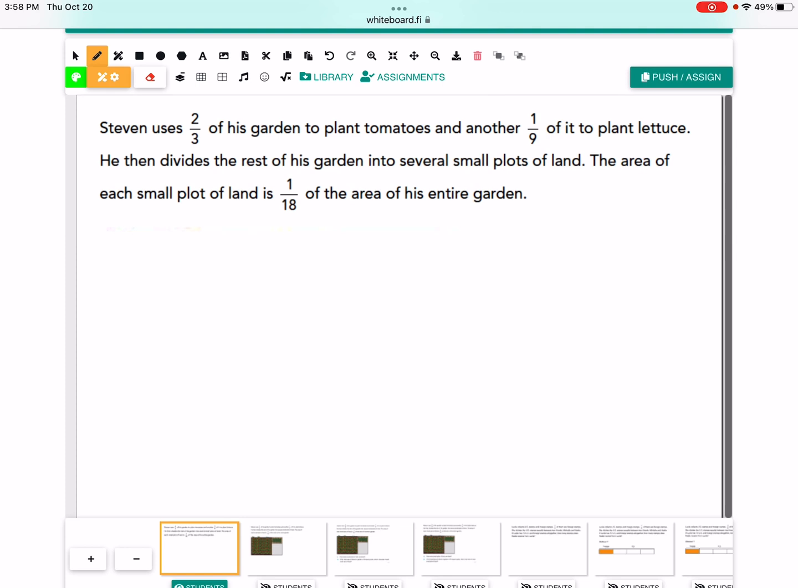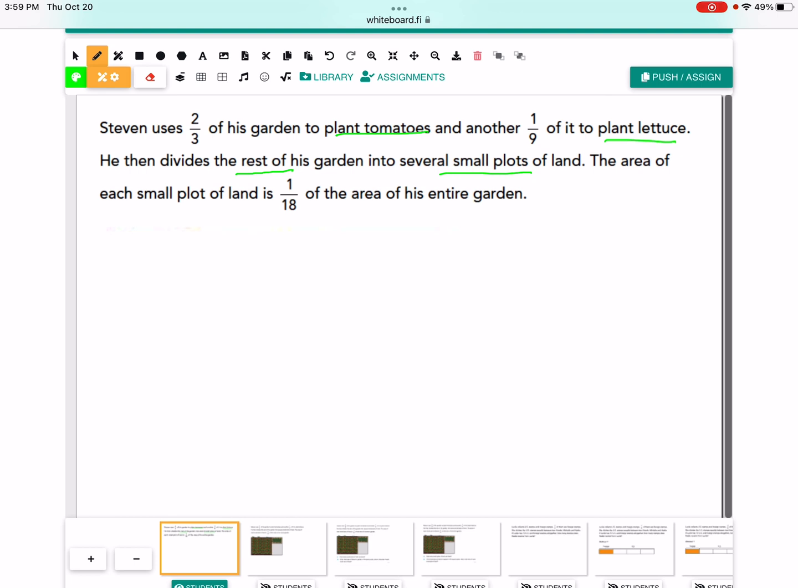So when you start on any problem that you are asked to solve, the very first thing you need to do is try and understand what it is that you're looking at, right? So that means you need to ask yourself what you know. And so what do you know? Well, you know Stephen is planting tomatoes and he's planting lettuce in his garden. And he has some left over that are small plots of apparently unused land.